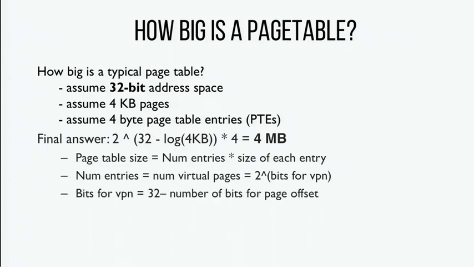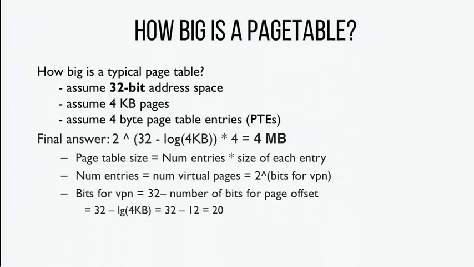Now, how many bits do we have for our VPN? Our total address was 32 bits, and I told you we have a 4 kilobyte page, which requires 12 bits. So if the total was 32, and we need 12 bits for the offset for a 4 kilobyte page, then we must have 20 bits to pick a VPN. If we have 20 bits to pick a VPN, that's 2 to the 20, or about 1 million pages that we can address. If we have 1 million pages and each entry is 4 bytes, this takes up 4 megabytes.